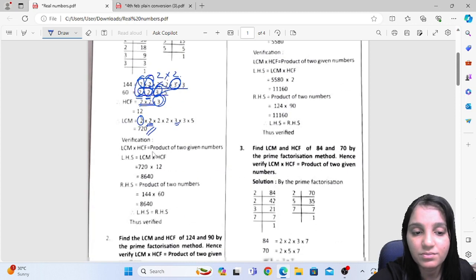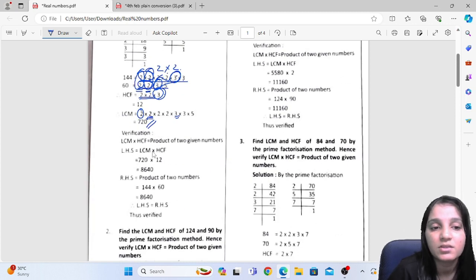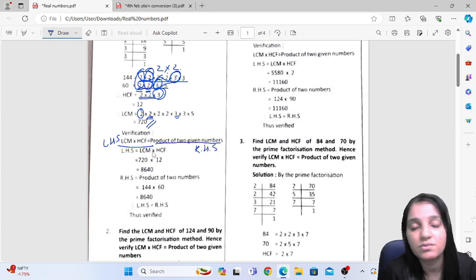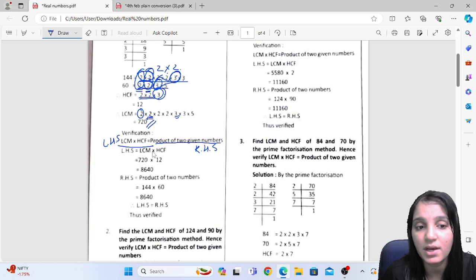Now, first LHS. This is your LHS, and this is your RHS. Now LHS is what? LCM into HCF. So LCM is 720, and HCF is 12. So 720 into 12 is 8640, and RHS, that is the product of the two numbers, the original two numbers.